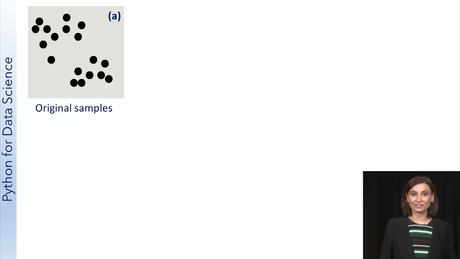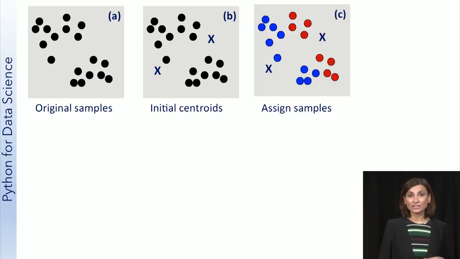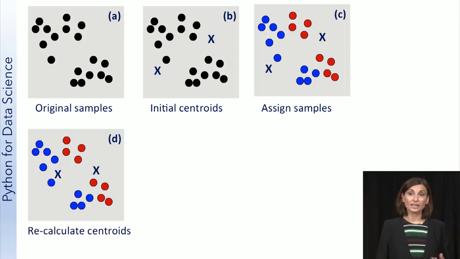Here is an illustration of how k-means works. A in the diagram shows the original dataset with some samples. In B, initial centroids are randomly selected. C shows the first iteration. Here, samples are assigned to the closest centroid. In D, the centroids are recalculated.